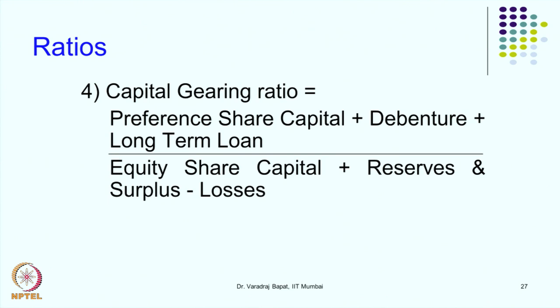Now there is one important ratio known as capital gearing ratio. This is very similar to the debt equity ratio which we discussed earlier. In the numerator we consider the preference capital plus debt, and in the denominator we take the owner's fund, that is equity capital plus reserves minus any possible losses.